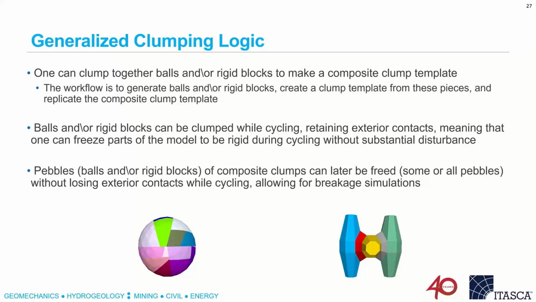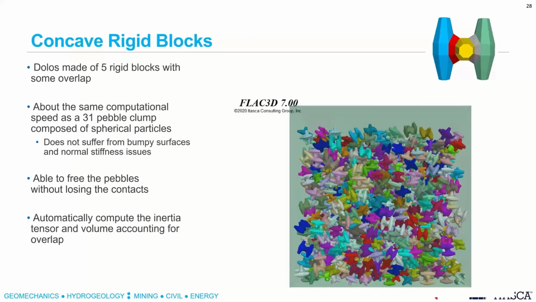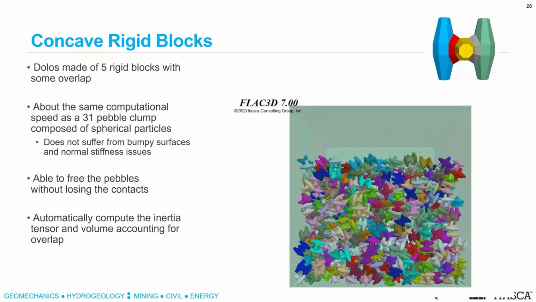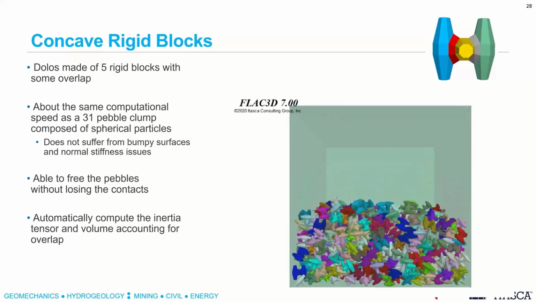You can also later free these pebbles. So you can be cycling and decide that it's broken, or that those should no longer be clumped together as a rigid thing. So you can use breakage simulations. And as a simple example, here is a dolos, which is put in the ocean to prevent erosion at coastlines.